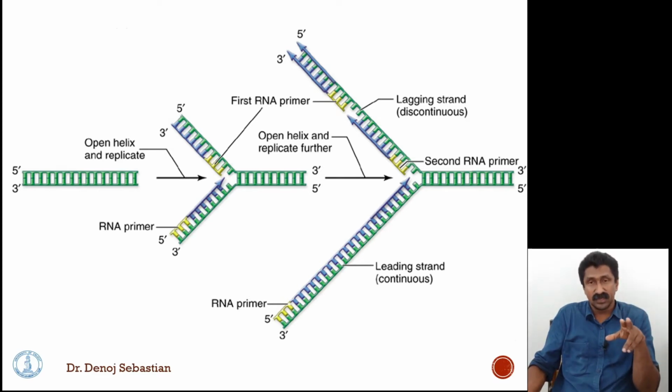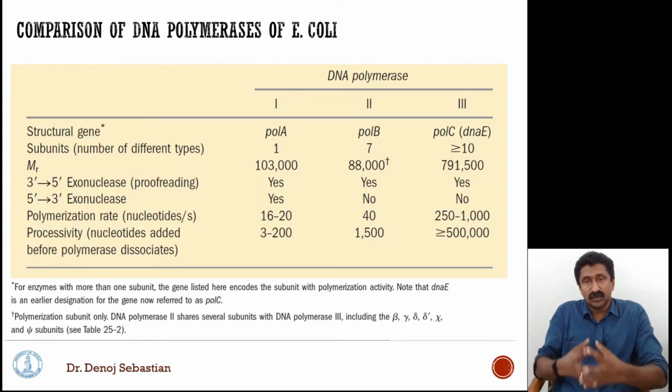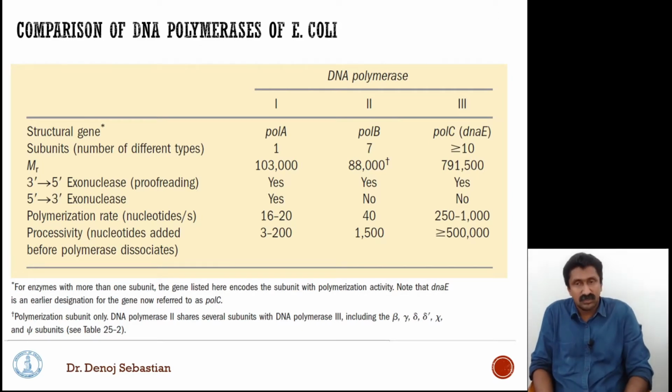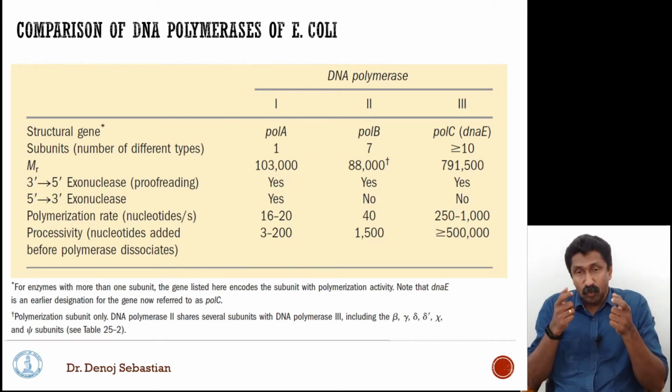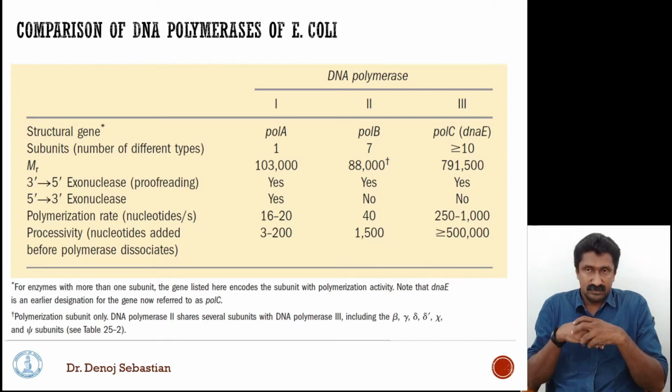And when we talk about the DNA polymerases in prokaryotic systems, we might have learned that we have three different DNA polymerases: polymerase 1, polymerase 2, and polymerase 3, which are coded by the pol A, pol B, and pol C genes respectively. So we have three different types of DNA polymerases in the case of prokaryotes, as I mentioned.